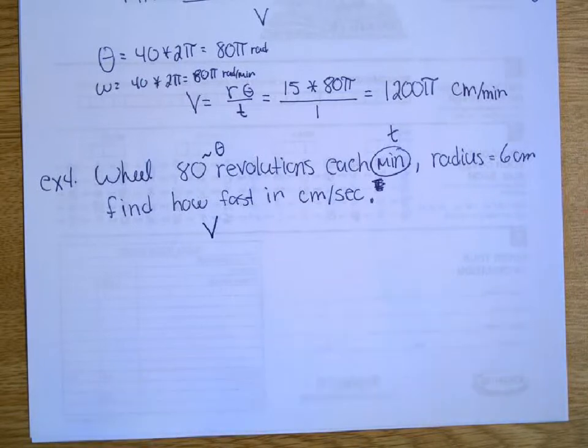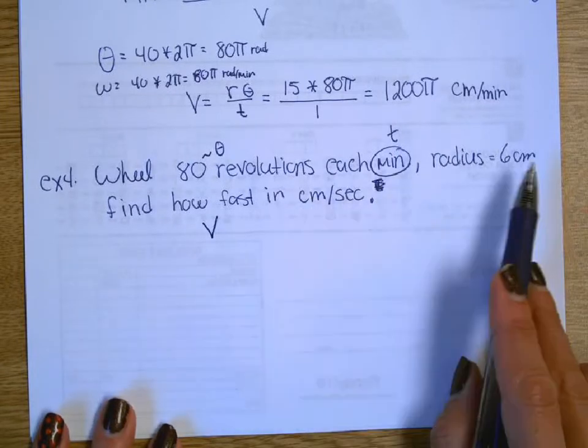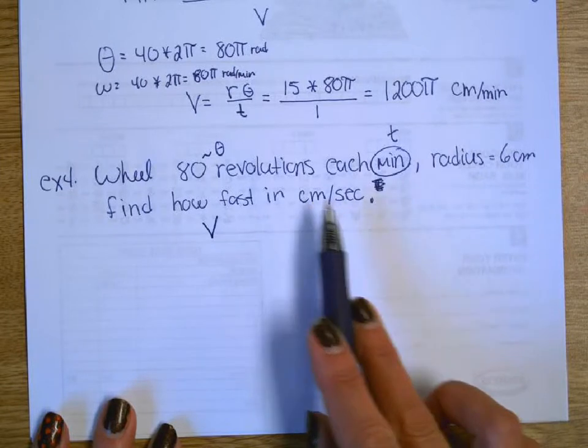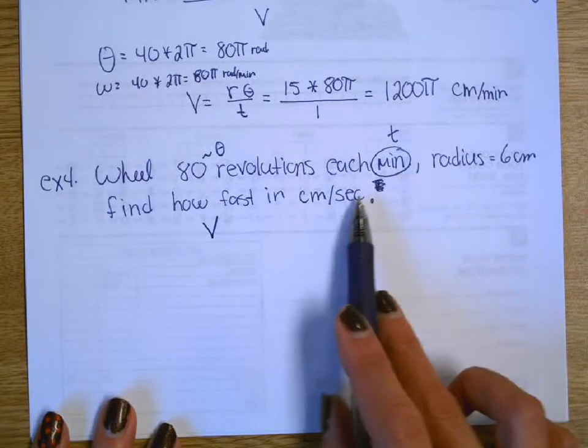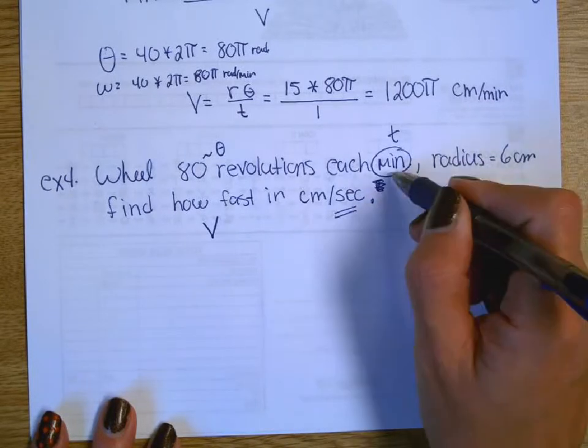Do you see any red flags in the problem? Where's the red flag, Austin? They want centimeters per second. Minutes. So we do have a red flag. I don't have a red flag on the units because my radius was centimeters. I'm trying to find centimeters, but seconds is what I want. Minute is what I was given. So there's a red flag. I call those red flags.